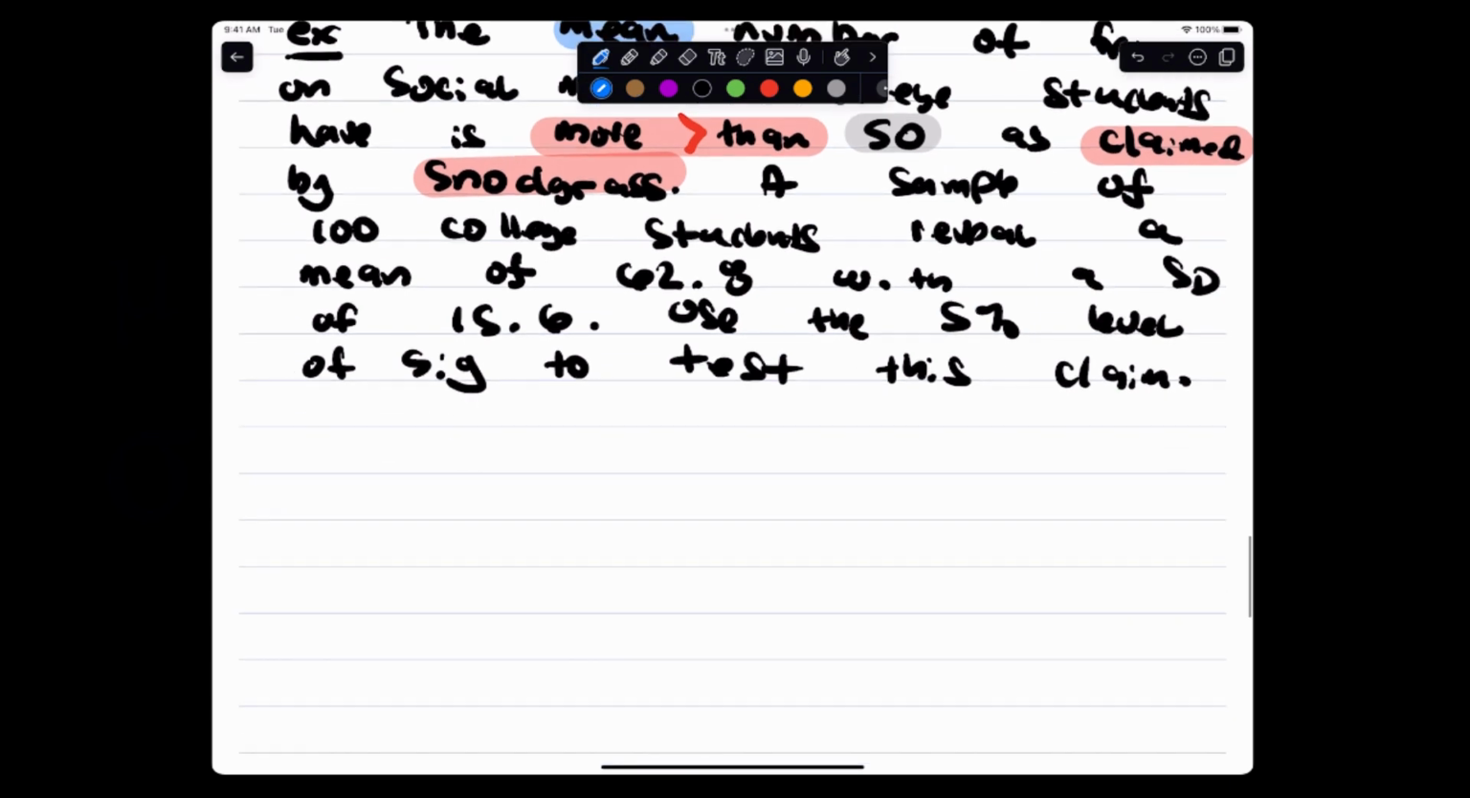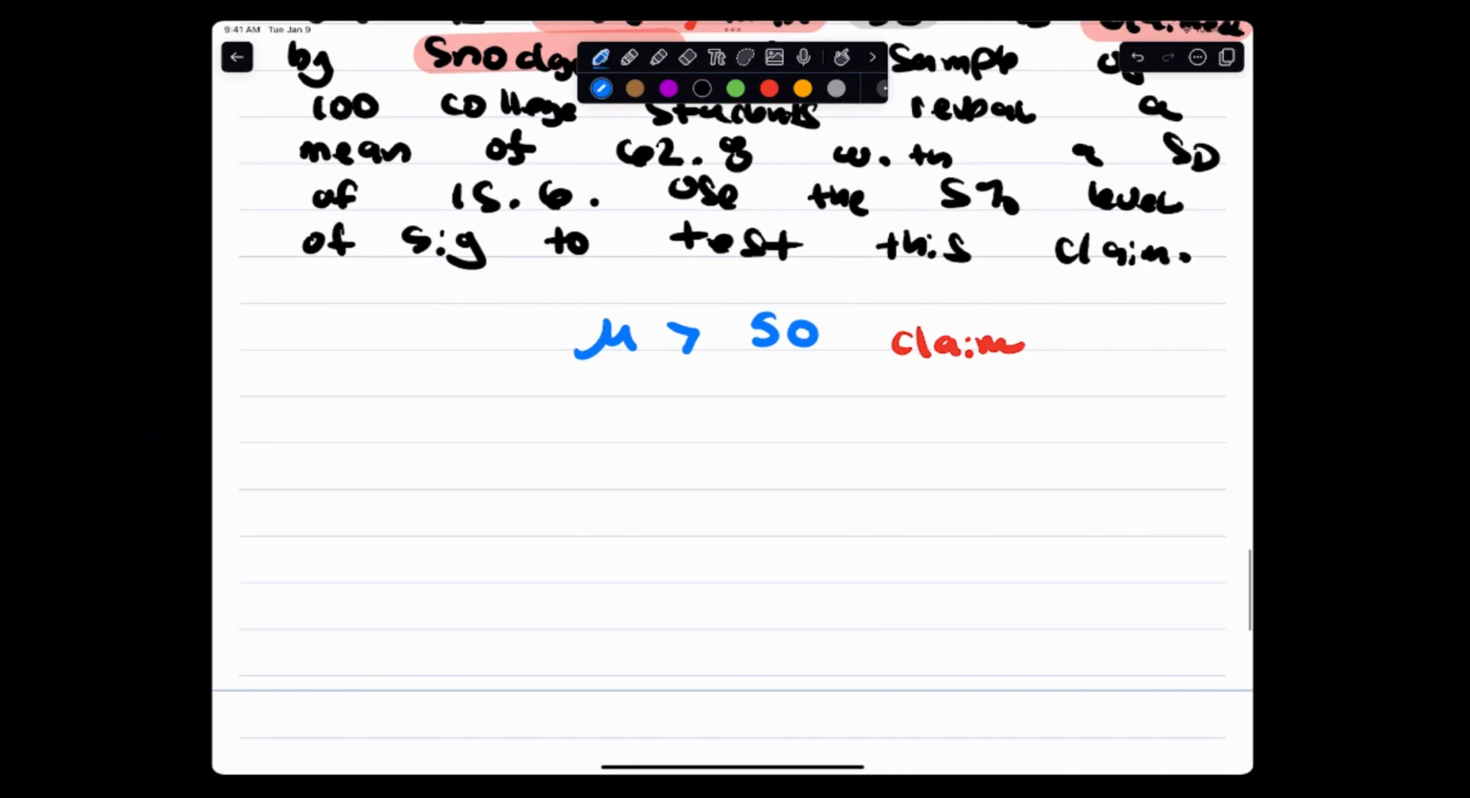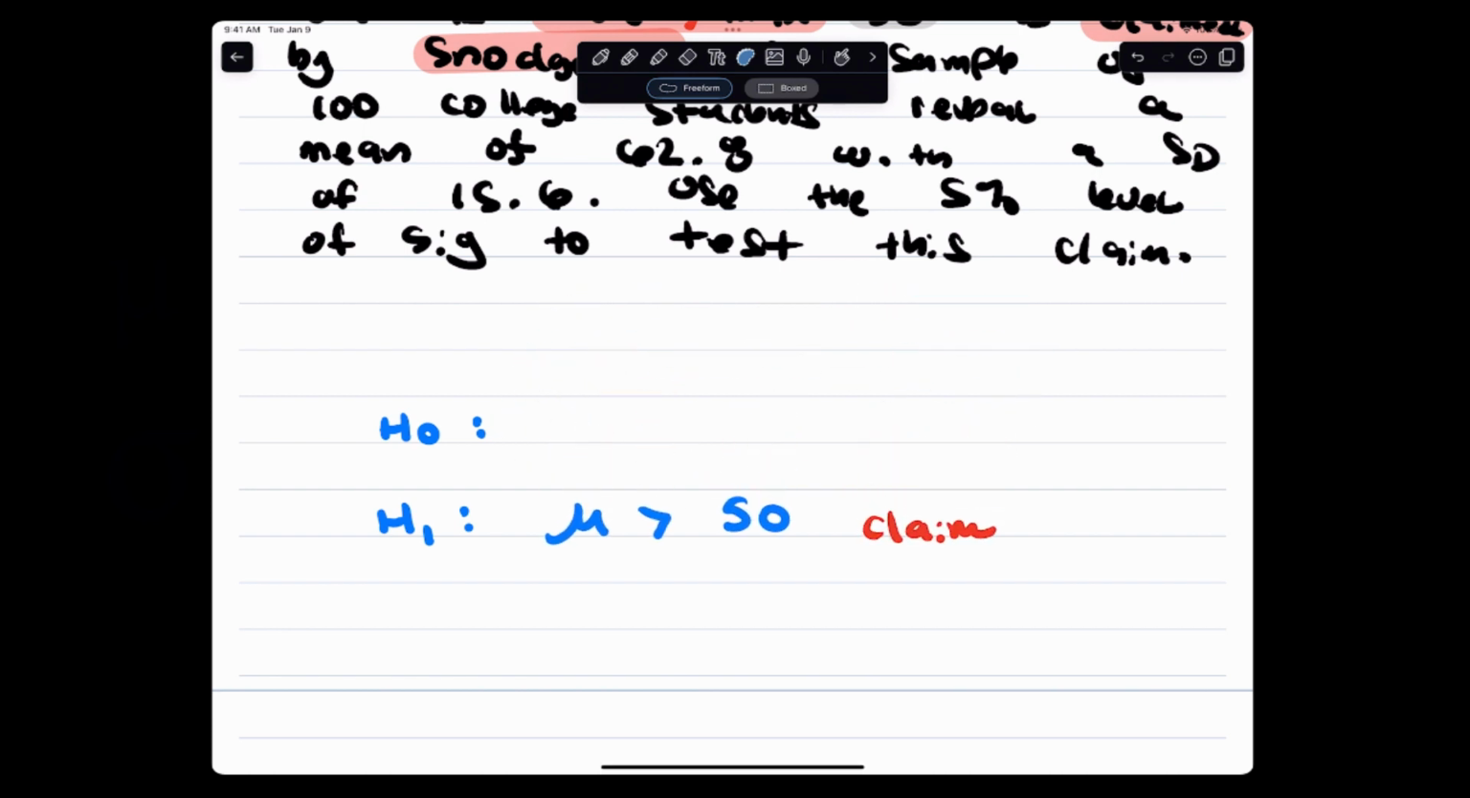So mu greater than 50. There's the claim. So where does that go, ladies and gentlemen? Is that a null or is that an alternate? Where do you guys place it? Is there a condition of equality for more than or greater than? Is there any equality there? No, so it's an alternate hypothesis. Good. All right. The logical opposite is less than or equal.